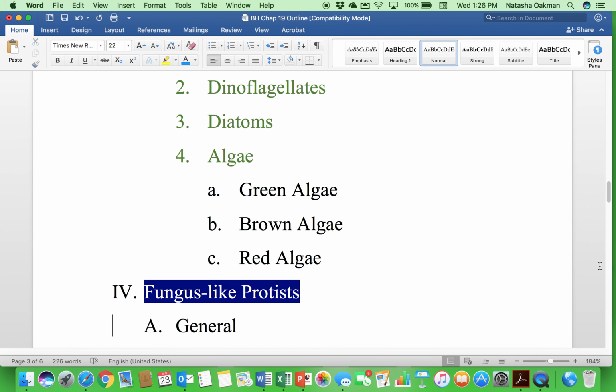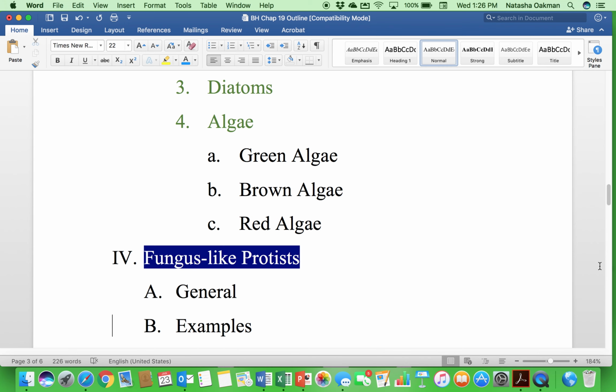Then today, we get to talk about fungus-like protists. Fungus-like protists are heterotrophic decomposers. And this is how they are similar to fungi, to true fungi. But the reason why they're not classified as true fungi is because they can move at some part of their life cycle. So today, let's just take a look at some examples.